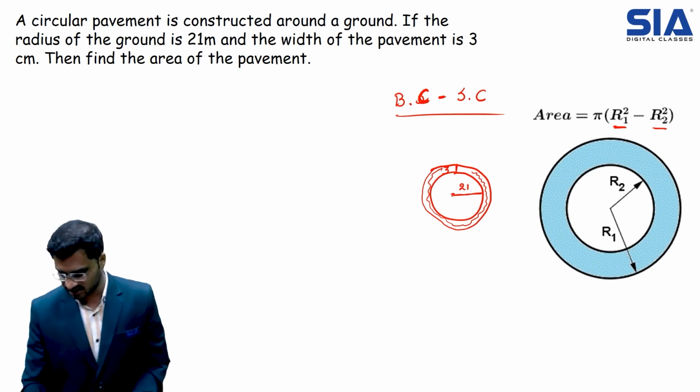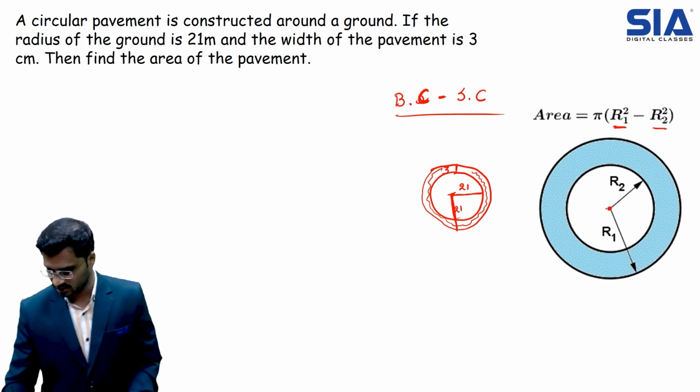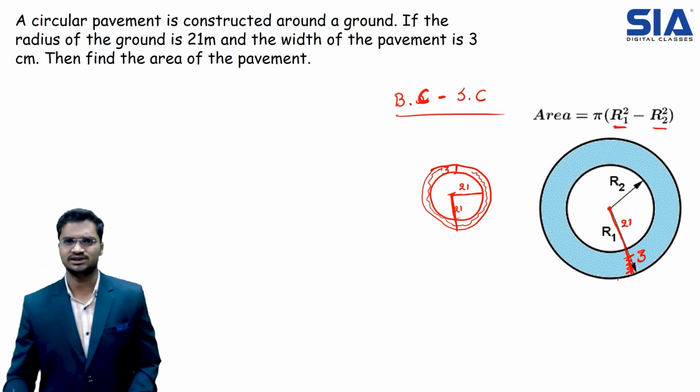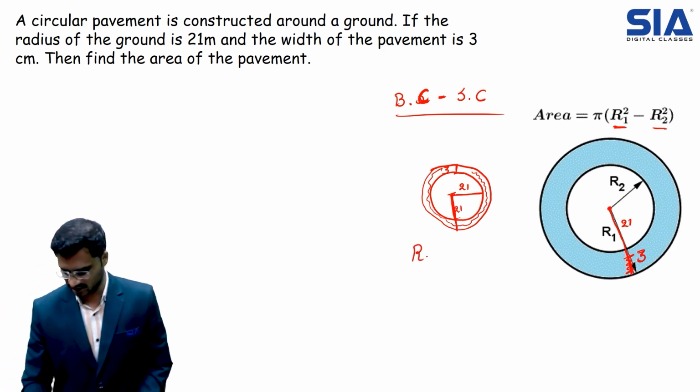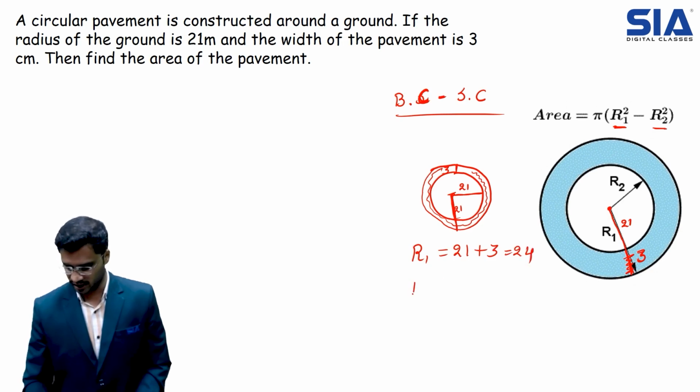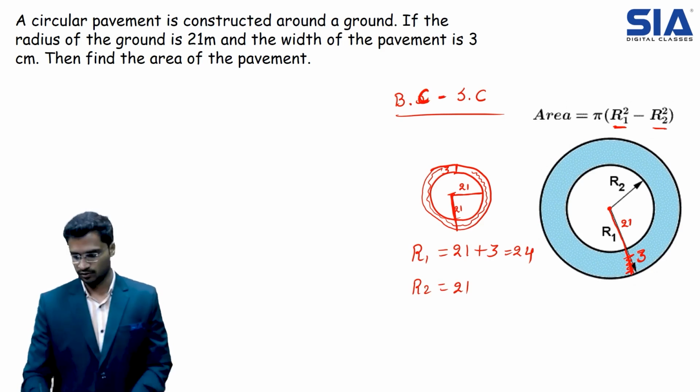I know the smaller radius is 21. If I want to find the bigger radius, it is from here to here, it is 21, and this small value is how much? This value is 3. So the bigger radius is 21 plus 3. So let r1 be the bigger radius, which is 21 plus 3, which becomes 24, and r2 be the smaller radius. The smaller radius is 21. So what do I have to do now? I have to subtract the smaller circle's area from the bigger circle's area.